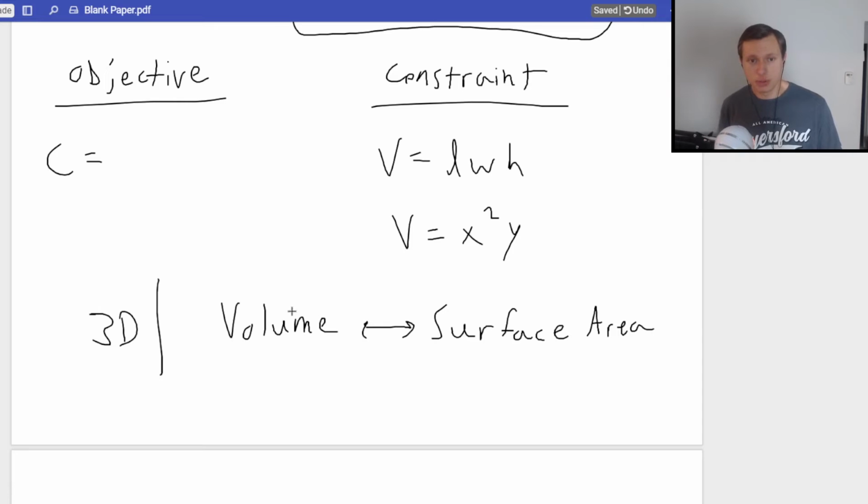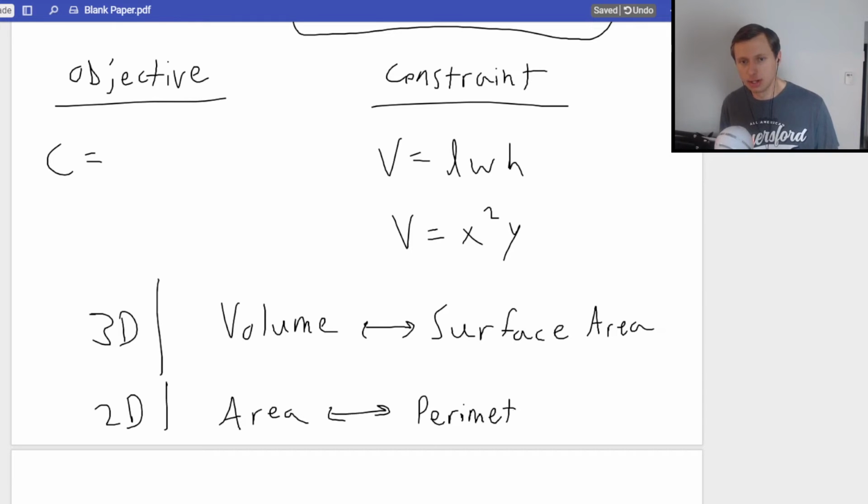Okay, so this is it for 3D. It's volume and surface area. Always. They go hand in hand. For a 2D object, like if you ever see a fence problem, like a top-down view, anything like that, like a field, then instead of volume and surface area, it's area, and that goes along with perimeter. One is going to be the objective, the other is going to be the constraint. I don't think you're going to see any other examples other than these two.